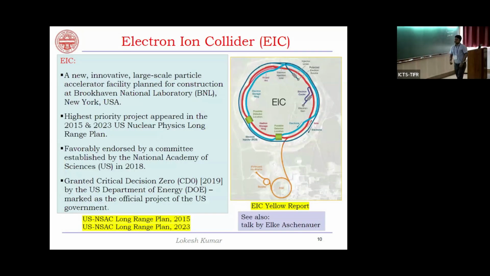So this is a little detail about the Electron-Ion Collider. You also heard a lot of details in LK's talk. This is a new innovative large-scale particle accelerator facility which is planned at the Brookhaven National Laboratory. It's the highest priority project which appeared in the 2015 as well as the 2023 US Nuclear Physics Long Range Plan. It has been favorably endorsed by a committee established by the National Academy of Sciences in 2018, and in 2019 it was granted CD0 status, which marked it as an official project of the US government.